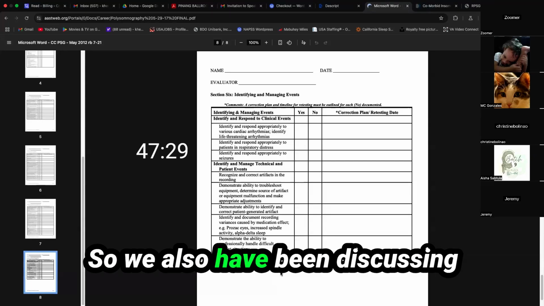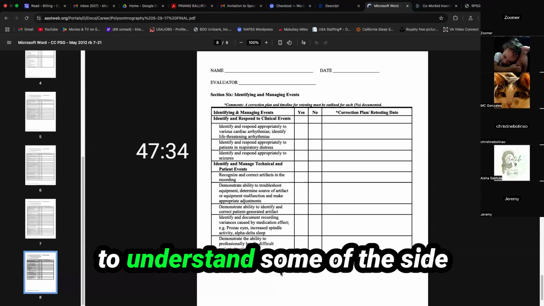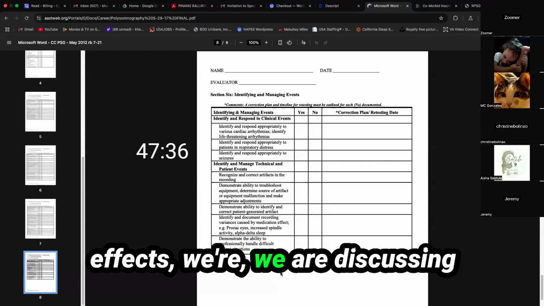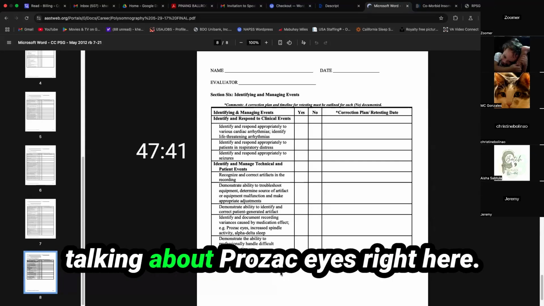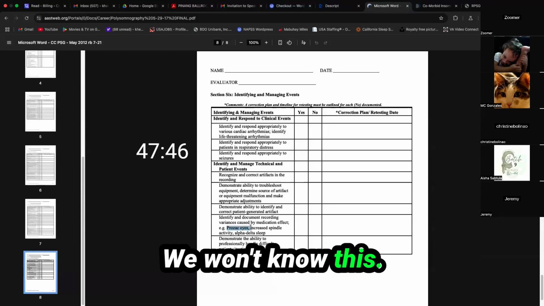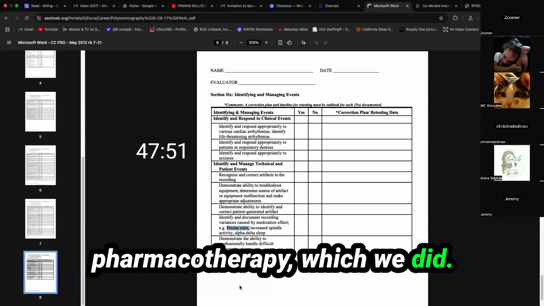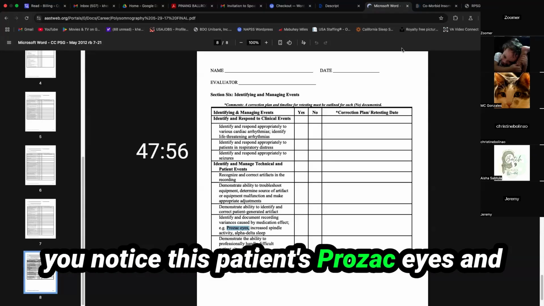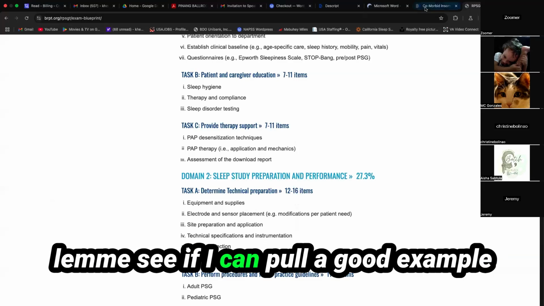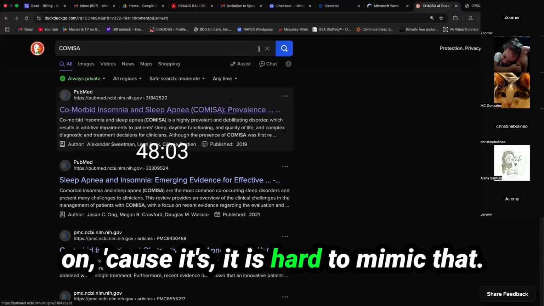So we also have been discussing pharmacotherapy because we have to understand some of the side effects. We are discussing polysomnography, meaning we're doing the sleep study, but we're talking about Prozac eyes right here. We won't know this unless we discuss pharmacotherapy, which we did. So when you're doing a sleep study and you notice this patient's Prozac eyes, let me see if I can pull a good example, because it's hard to mimic that.